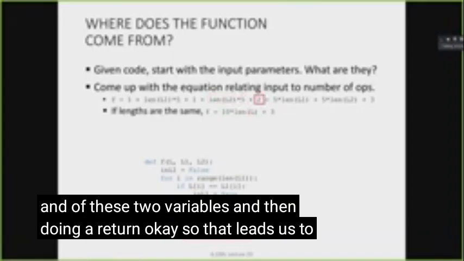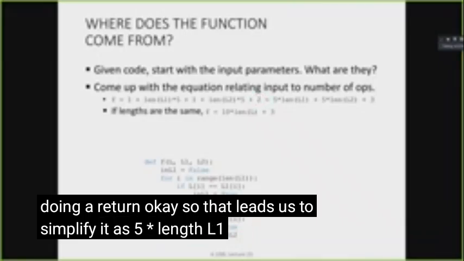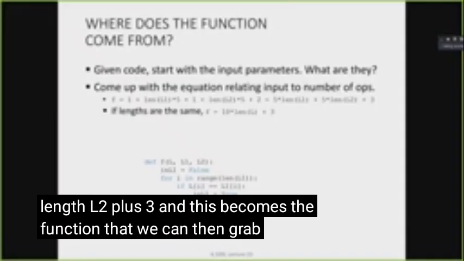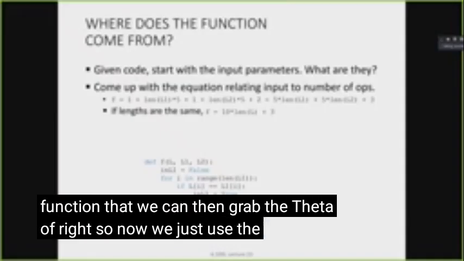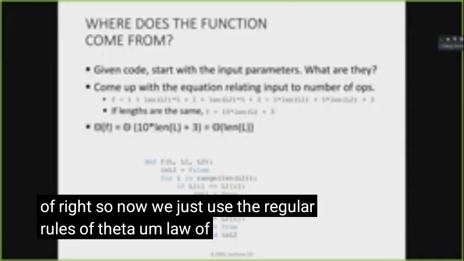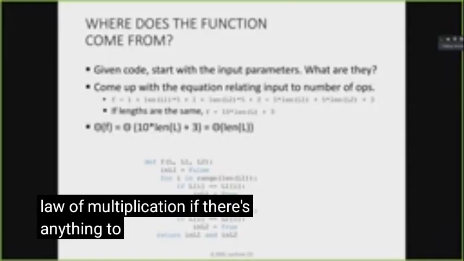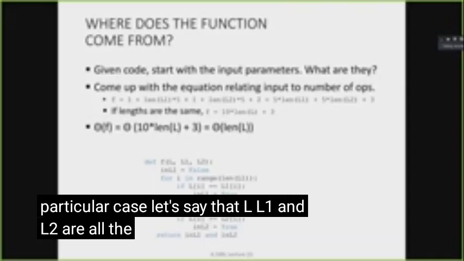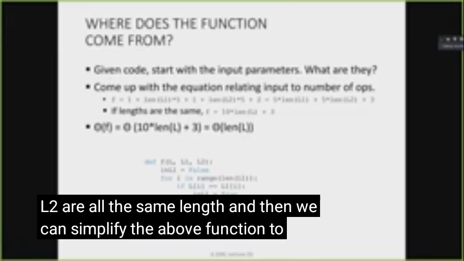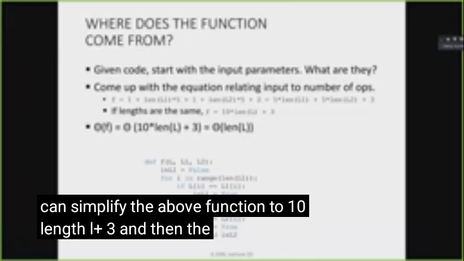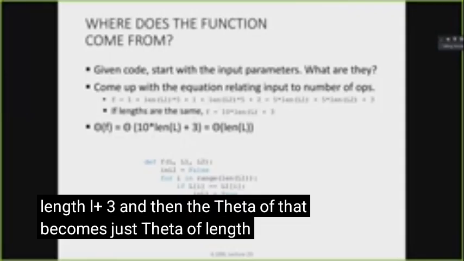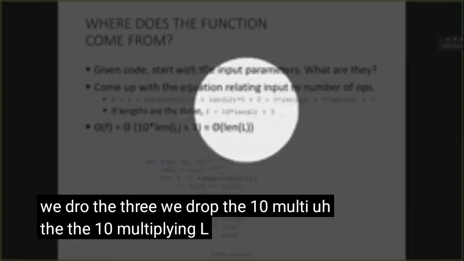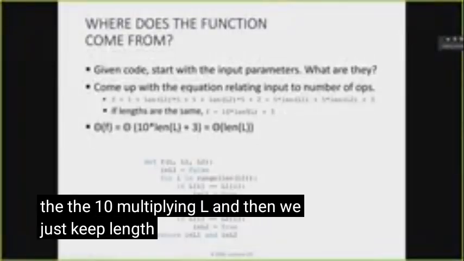So that leads us to simplify it as 5 times length L1 plus 5 times length L2 plus 3. And this becomes the function that we can then grab the theta of, right? So now we just use the regular rules of theta, law of addition and law of multiplication, if there's anything to add or multiply. In this particular case, let's say that L, L1, and L2 are all the same length, and then we can simplify the above function to 10 length L plus 3. And then the theta of that becomes just theta of length L. Because we drop the 3, we drop the 10 multiplying L, and then we just keep length L.